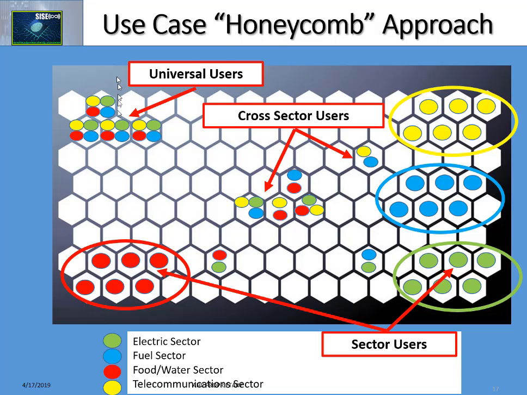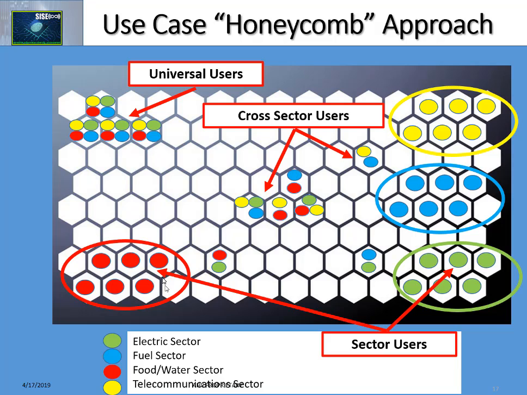So upper left corner, you have universal users, right? They can be multiple sector. You can see down at the bottom, if you're green, it's the electric sector. Blue is the fuel sector. Red is water and waste, food and water sector, telecom. You can have government and private. There's a million ways to segment people. But there are some areas that are just universal. And then there are some in the middle that are cross-sector use cases, meaning they will touch on cross-sector issues for sector interdependency type thing, right?